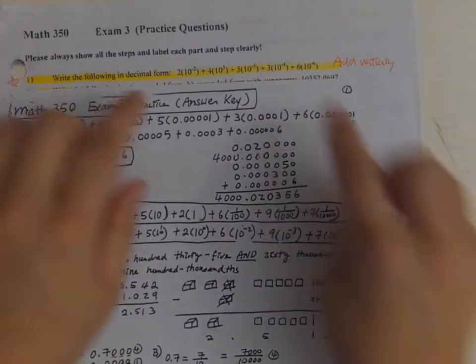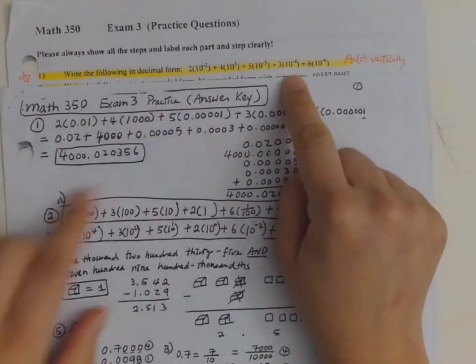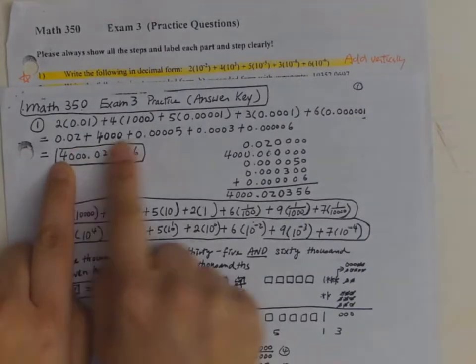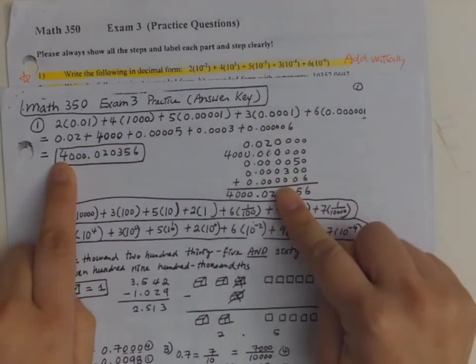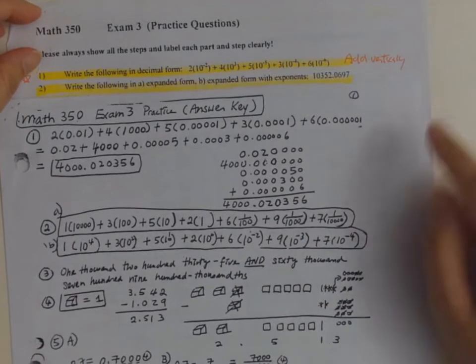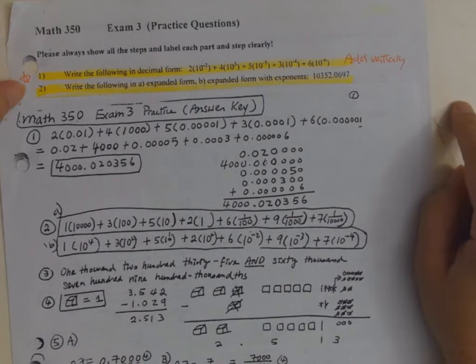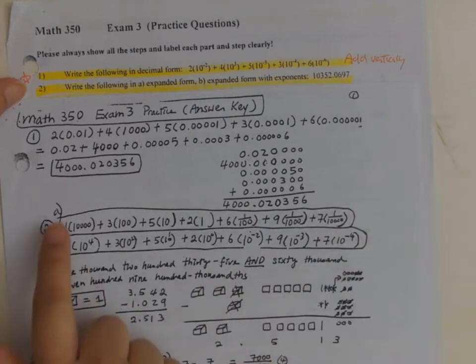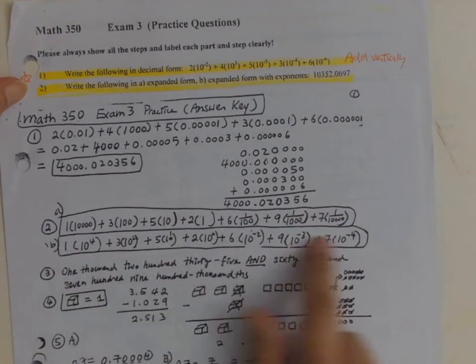For sure, you will have something like the first question that asks you to write them in decimal form and then add them up vertically. Make sure you show all the steps. This one a lot of students miss on the test, so make sure you practice it. You need to know how to write things in expanded form and expanded form with exponents.